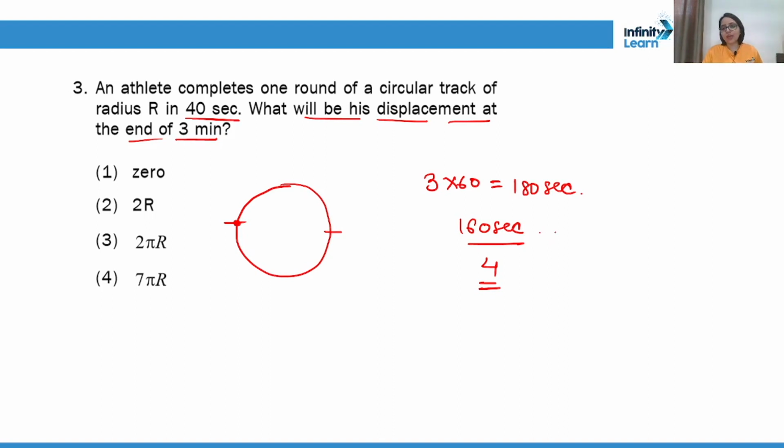But now we have 20 seconds extra. So in the next 20 seconds, it will complete half of the round and it will be here. So initial and final position difference is nothing but the displacement, which is equal to the diameter of the circle, which is equal to 2r. So correct answer is option 2.